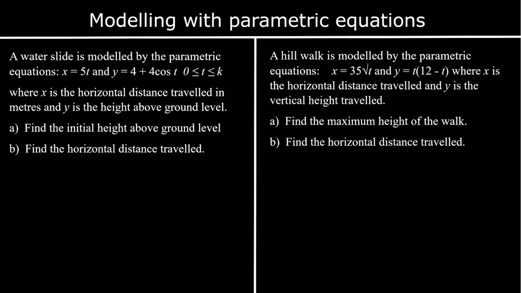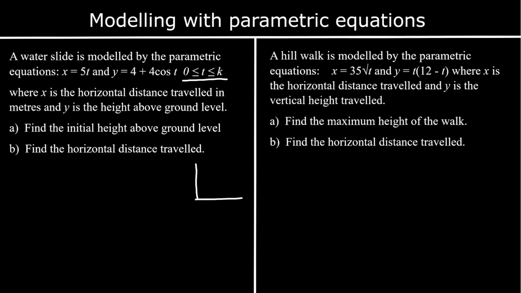Modeling with parametric equations. A water slide is modeled by the parametric equations x equals 5t and y equals 4 plus 4 cos t, and t is between 0 and k. X is the horizontal distance travelled in meters, so on the water slide, how far you go across. Y is the height above the ground.